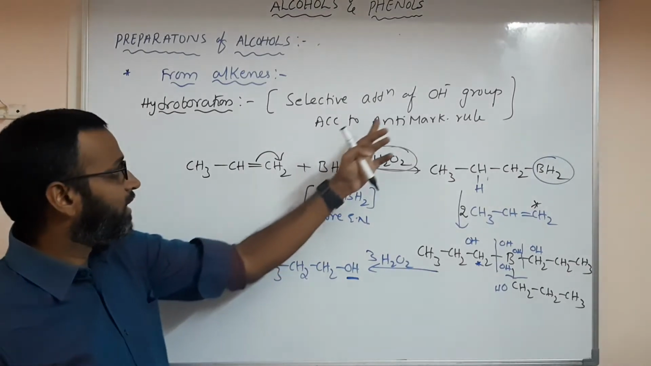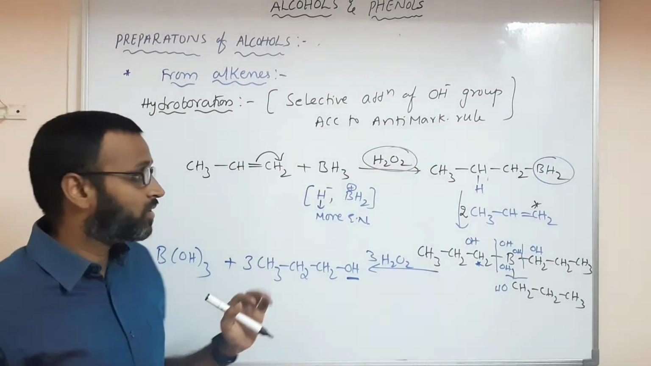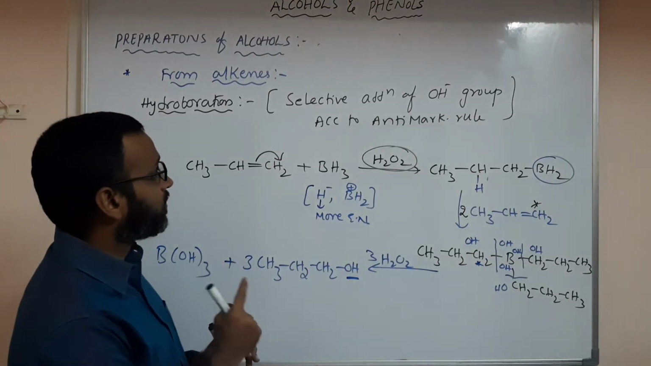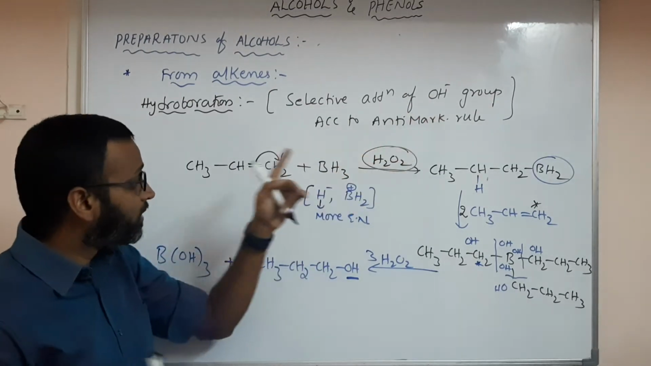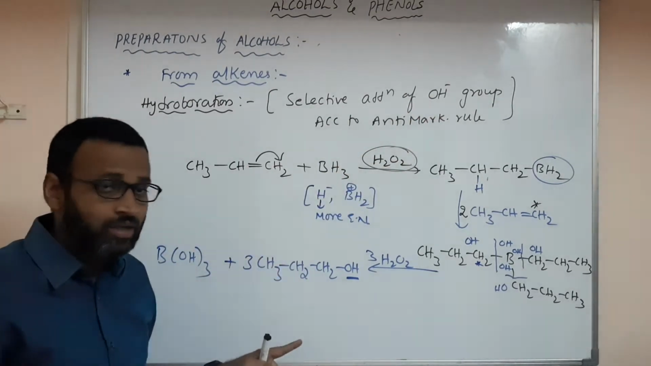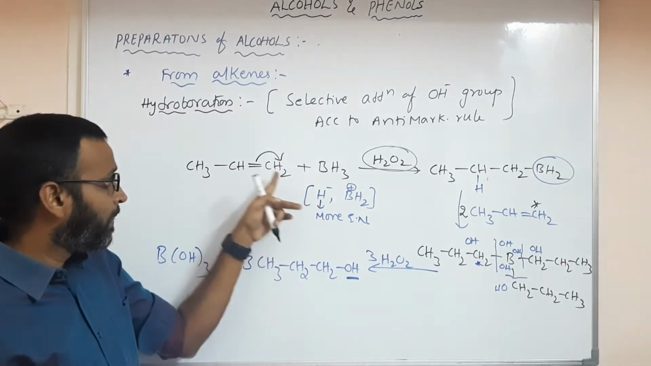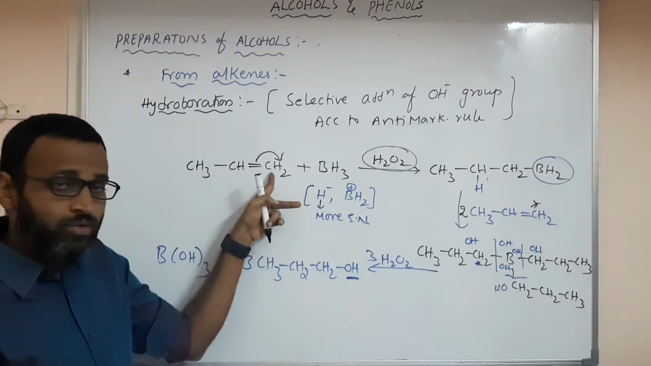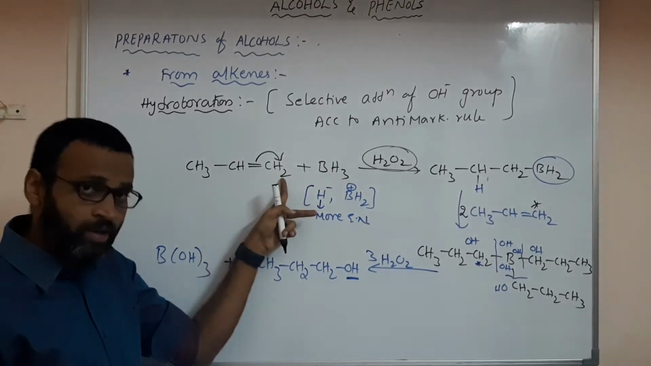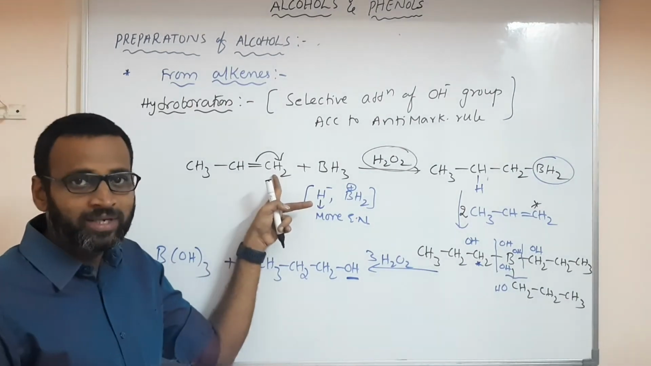So according to the anti-Markovnikov rule I mentioned here, many people get stuck there. I wrote OH minus clearly, but if I say negative species they get confused and think the negative species is H minus, which must add according to the anti-Markovnikov rule, at the double bonded carbon with more hydrogens. No, I am not talking about H minus.